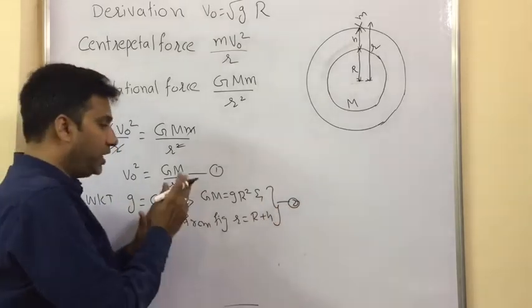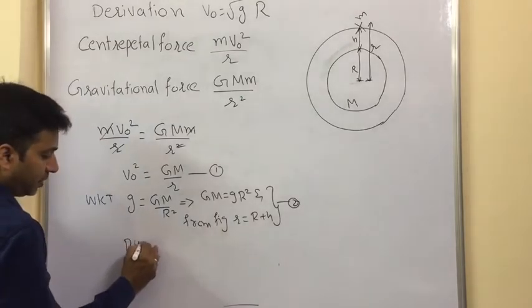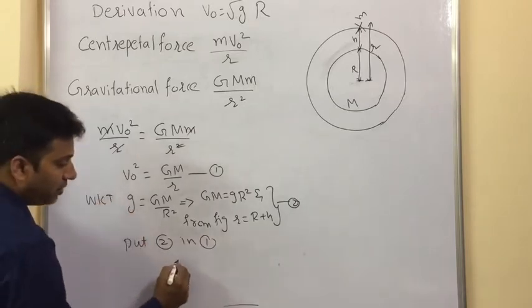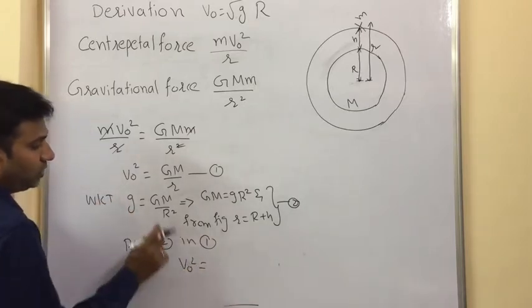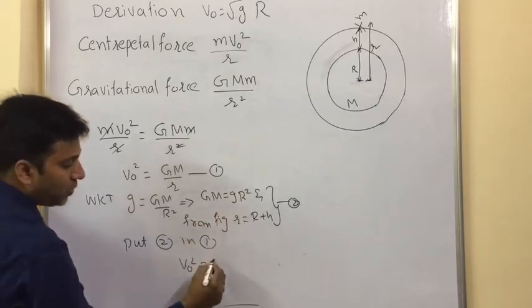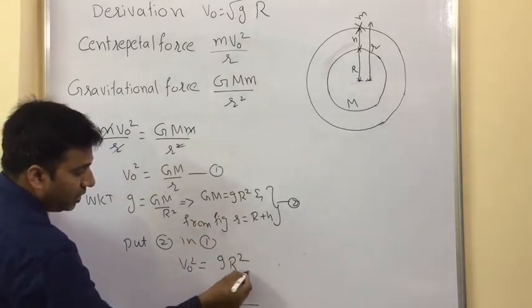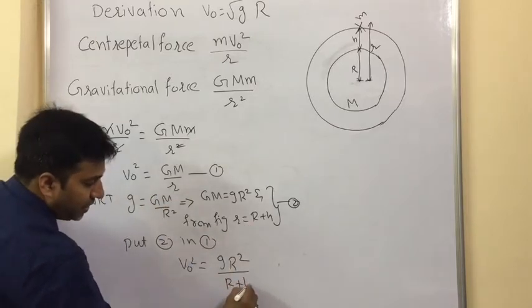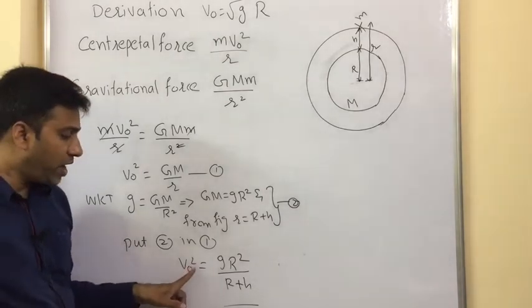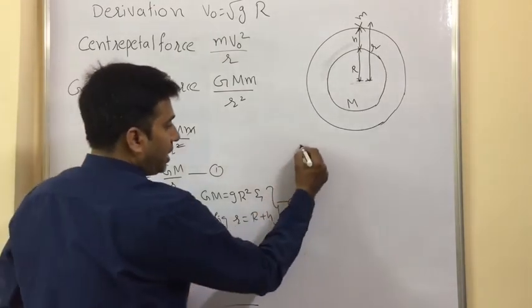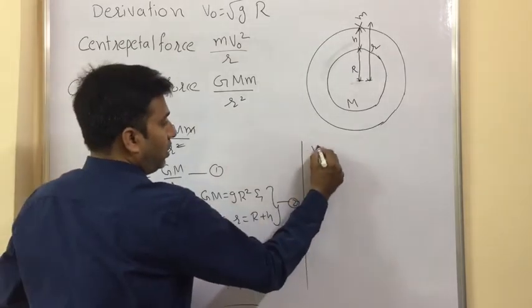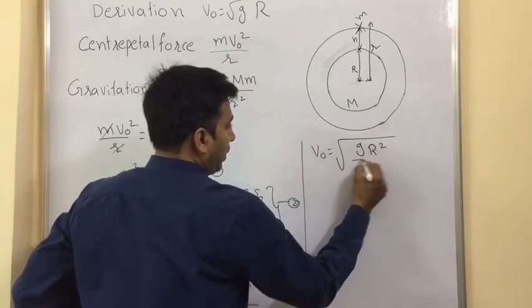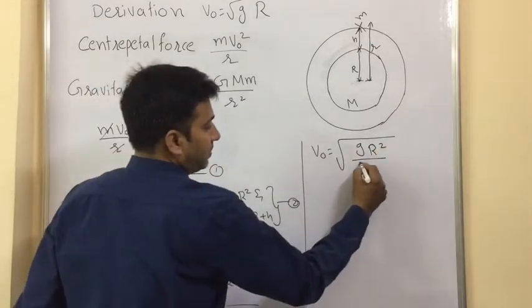Put equation 2 in equation 1. So vo square equal to, in place of G M, g R square, divided by, in place of r, R plus h. The next step, I am taking the square from here and writing root on the other side. So vo equal to under root g R square by R plus h.